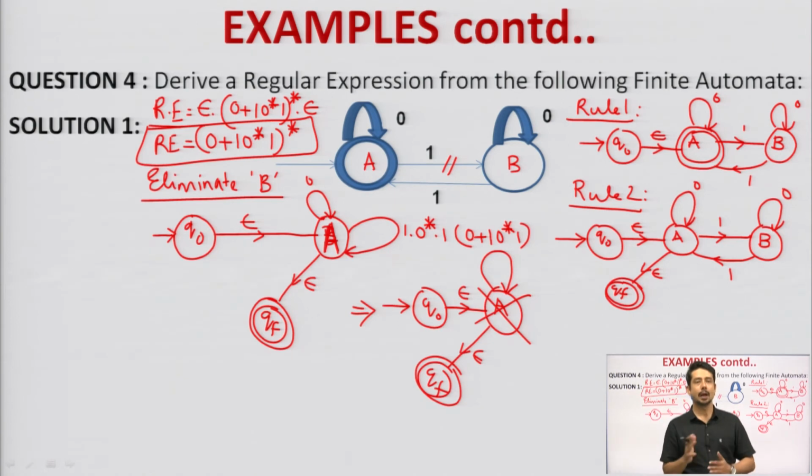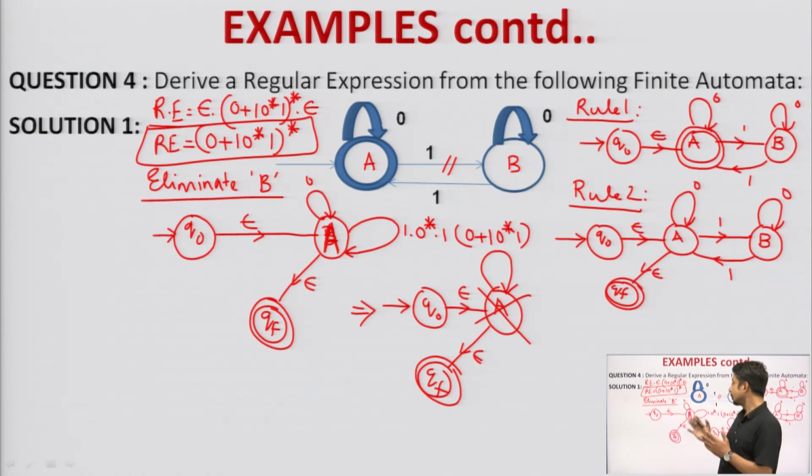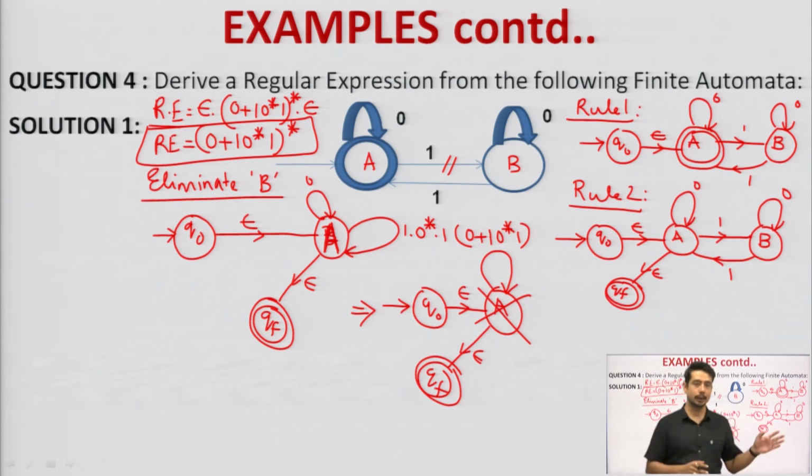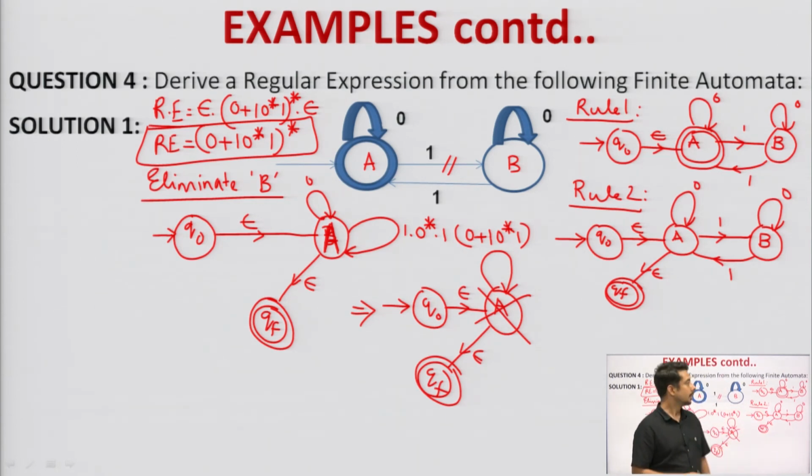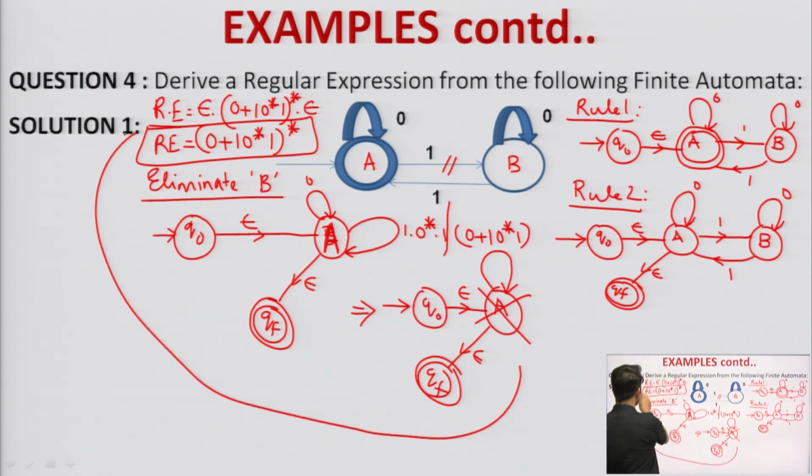So, this is how you need to eliminate the states one by one in order to get the final expression. I hope I have made you understand the proper way. Don't get confused over here. This particular expression is for this state, and then finally, after eliminating state B, I have eliminated state A, and from here I have got this expression.